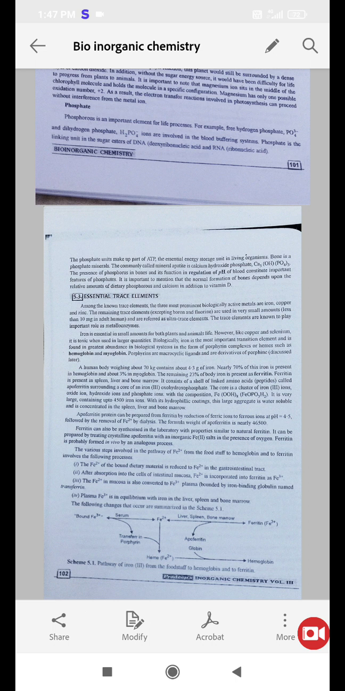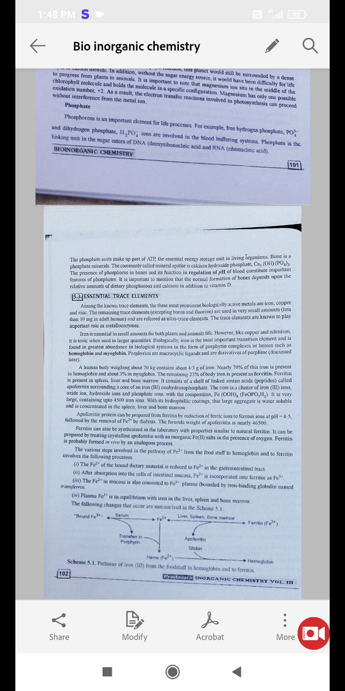It consists of a shell of linked amino acids called apoferritin surrounding a core of an iron oxohydroxophosphate. The core is a cluster of iron ions, oxide ions, hydroxide ions, and phosphate ions with the composition FeO4 whole 8, FeOPO3H2. It is very large, containing up to 4500 iron ions with its hydrophilic coating. This large aggregate is water soluble and is concentrated in the spleen, liver, and bone marrow.